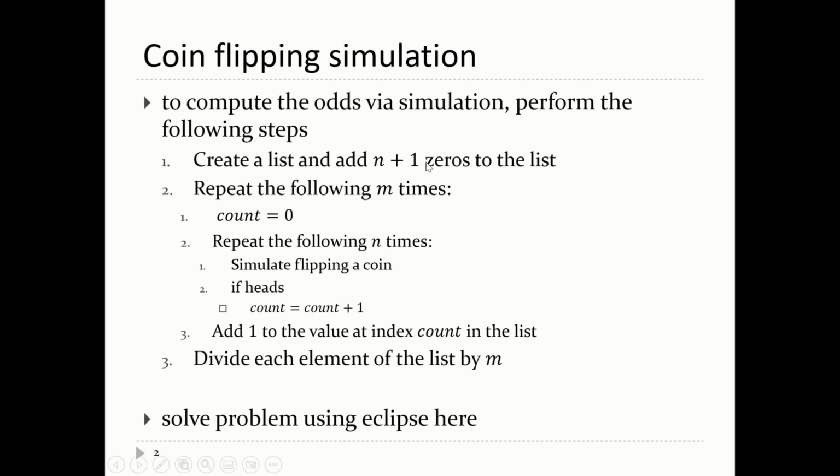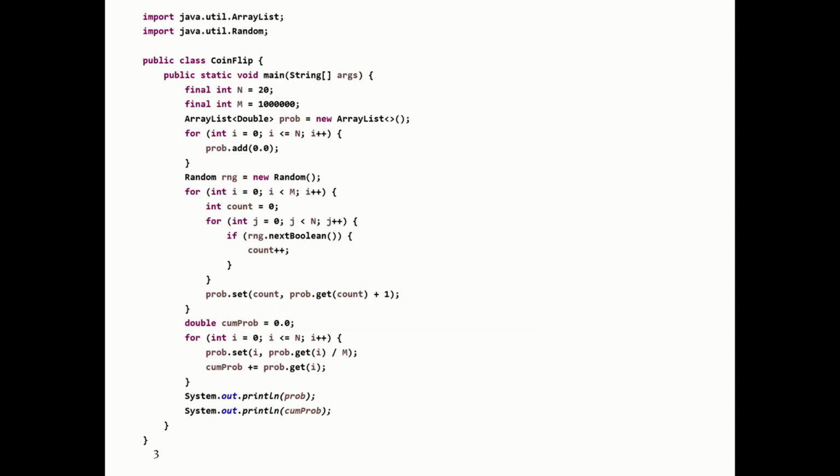You make a list, add n plus 1 zeros to it, and then you write a little loop that runs m times. Inside the loop, you set the count to 0. The count is the number of heads you see for this trial, and you're going to run m trials. Now you flip your coin n times, count the number of heads, and store the number of heads in our table. Then if you want to, you can divide the elements in the list by m to get the actual odds. There's the code for it. So it's pretty similar to the previous lecture.